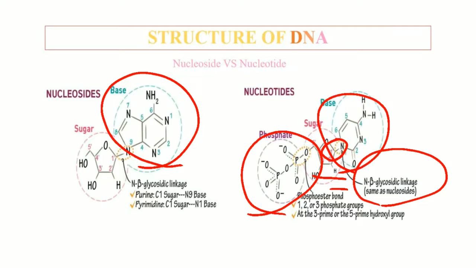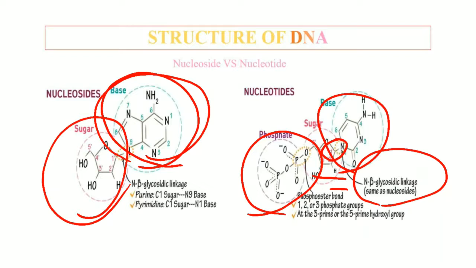So 1, 2 or 3 phosphate groups can be attached to the 3' or 5' carbon of the deoxyribose sugar. So now what is the difference between a nucleoside and a nucleotide? Nucleosides contain only sugar and the nitrogenous base, whereas nucleotides contain the sugar, base and a phosphate group as well.